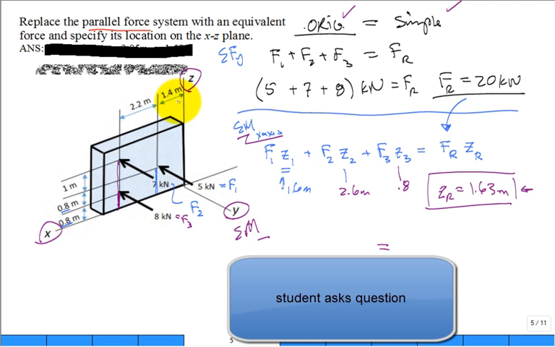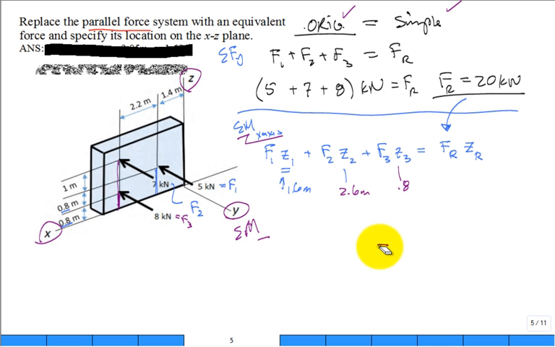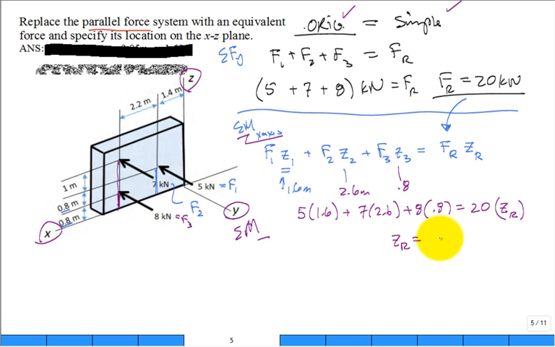I'm sorry, can you explain the 1.63? Yeah, okay, I just maybe need to finish out the math then. So what we have is 5 times 1.6 plus 7 times 2.6 plus 8 times the 0.8 is equal to the 20 times the only unknown, which is z sub r. And now I just solve for z sub r, 1.63 meter, done. That help?